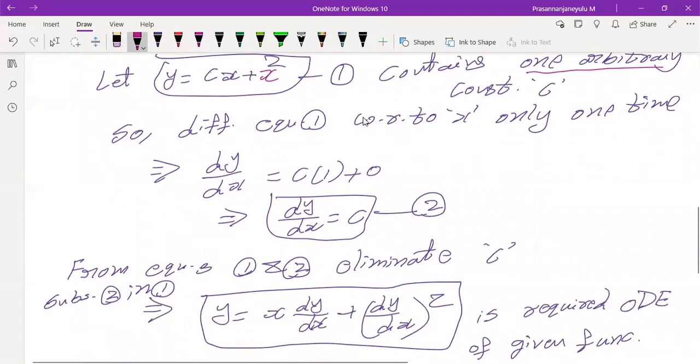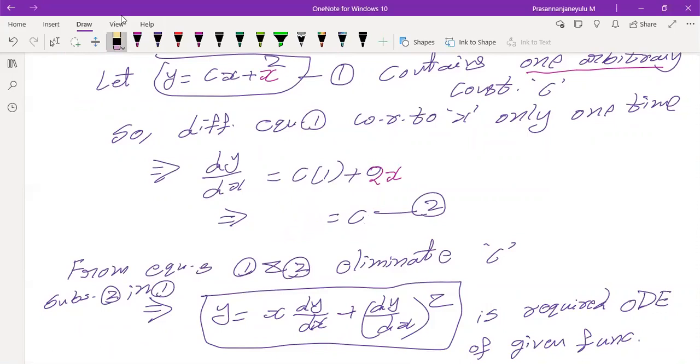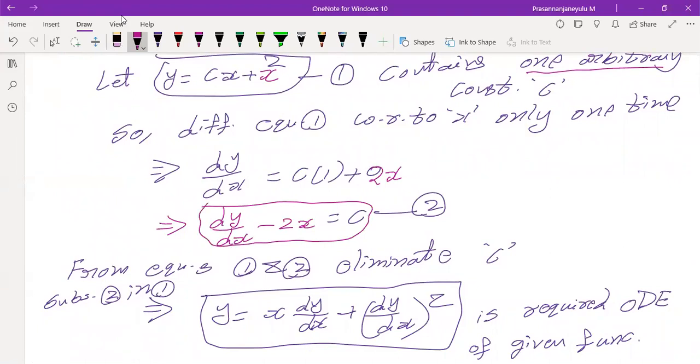What is the differentiation of x square? 2x. Then what will we get? c equals dy by dx minus 2x. Yes or no? That implies dy by dx minus 2x equals c. This one we have to substitute in place of c. So what is our equation? What is it going to become?